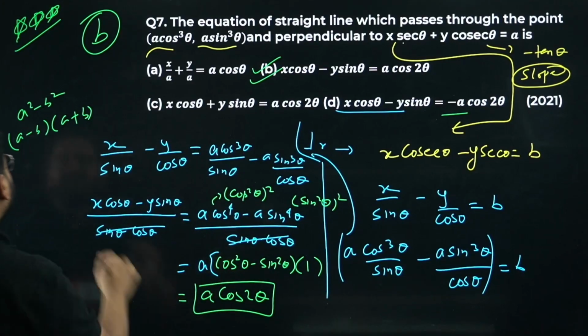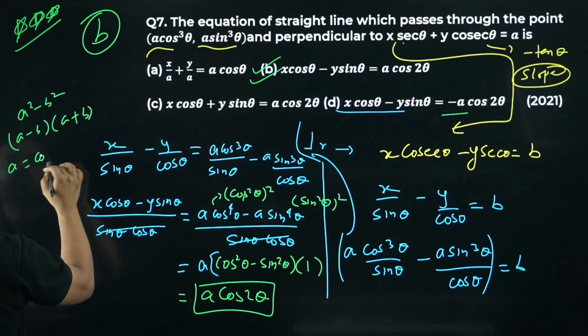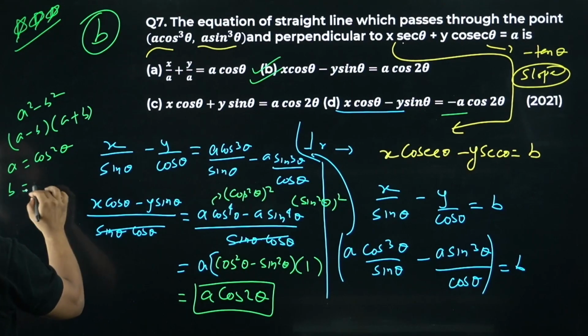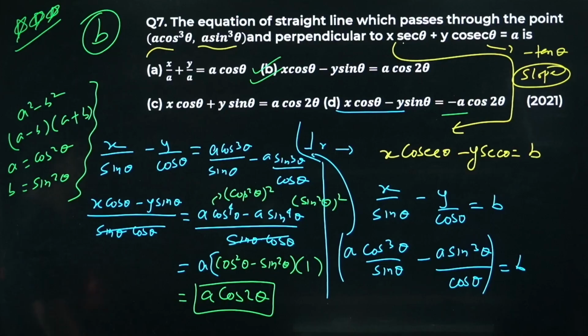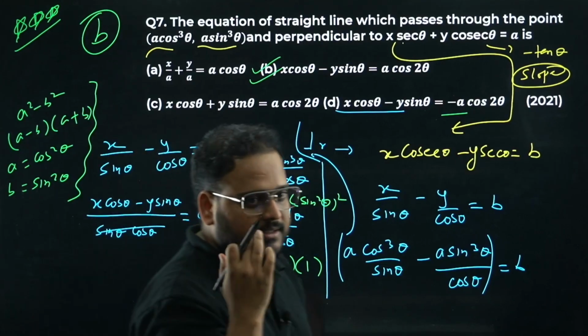What is the value of a, bacha? A is cos square theta. What is the value of b, bacha? Sin square theta. Please check. Done or not? Done or not? Yes, sir. Question number 8 now.